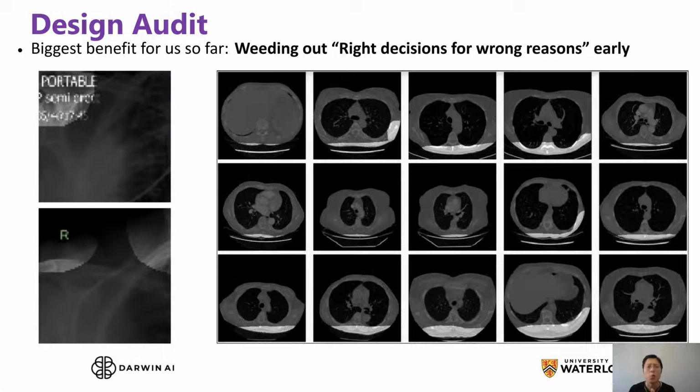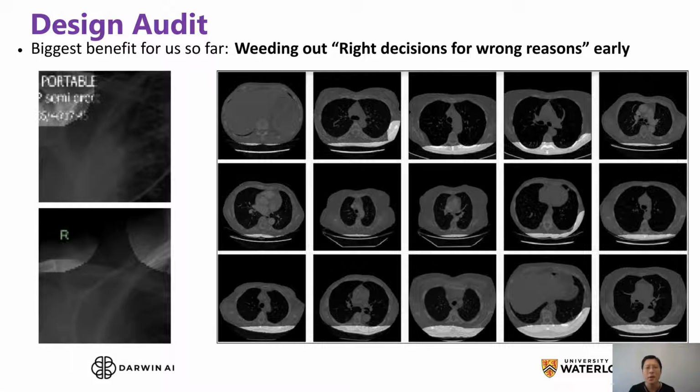And so why is this even important? Doesn't it always make the right decisions for the right reasons? The answer is no. One of the biggest benefits of leveraging a design auditing approach is that it helps weed out right decisions for the wrong reasons early, well before further development as well as deployment. Here are some examples of where we were able to identify right decisions for the wrong reasons.